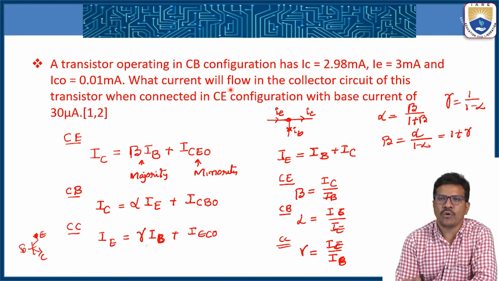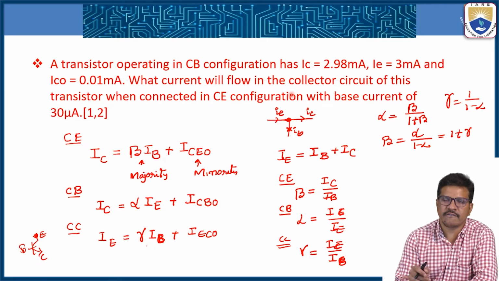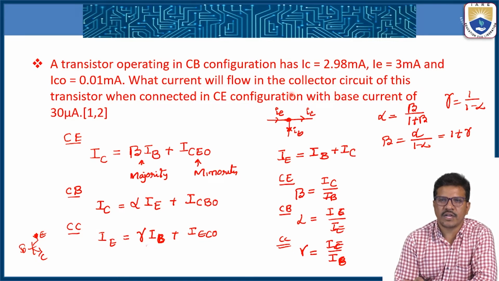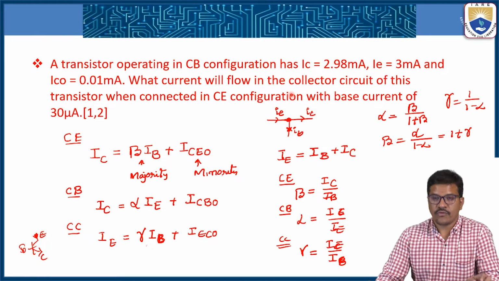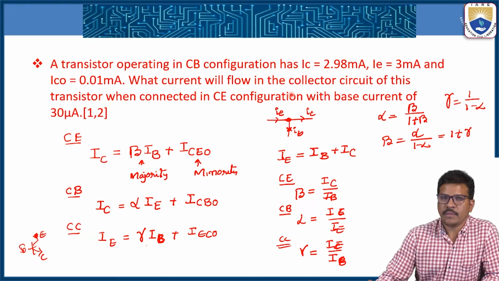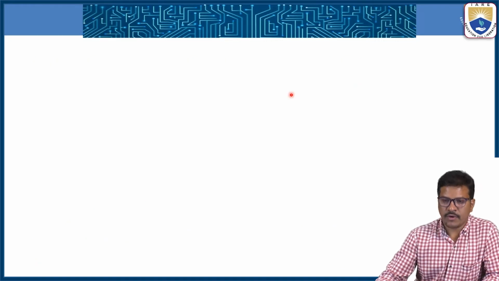What current will flow in the collector circuit of this transistor when connected in common emitter configuration? With those parameters, when we change the configuration from CB to CE with a base current of 30 microampere, what will be the current flowing in the collector? Let us see now. Write down first, take the given parameters.